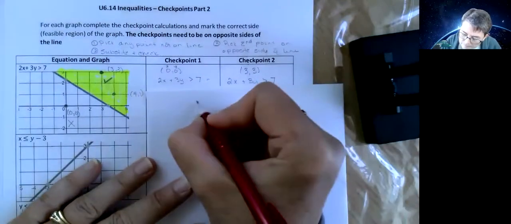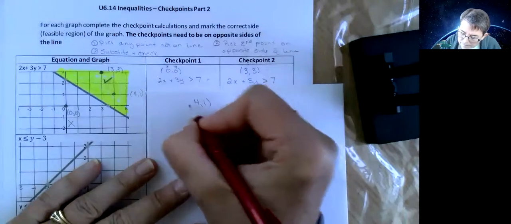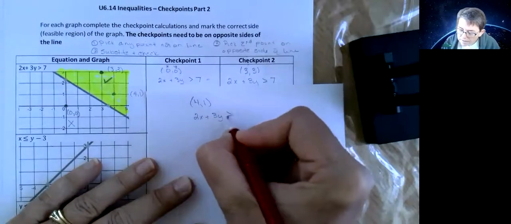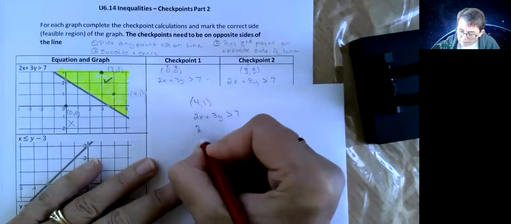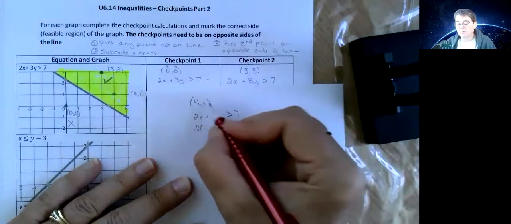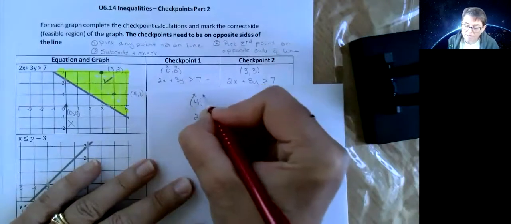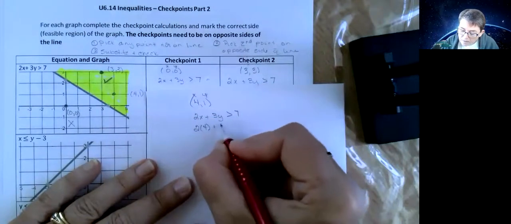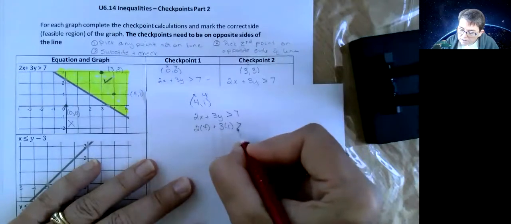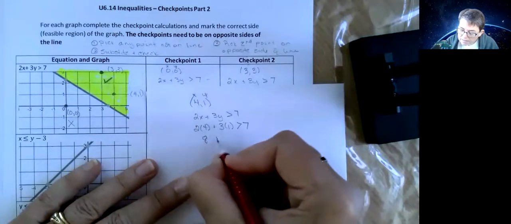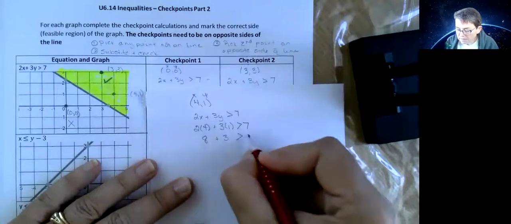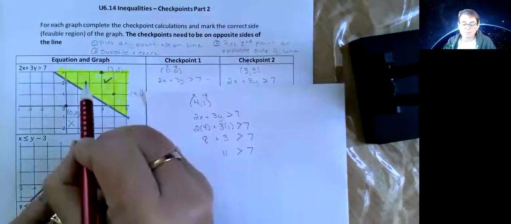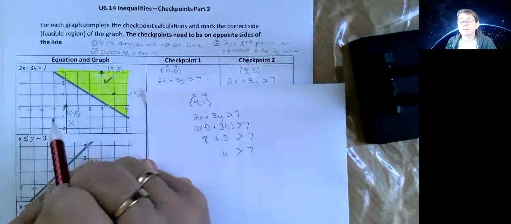So, 2x plus 3y is greater than 7. 2 times, now, because it's 4 and 1, I got to pay attention. Make sure this goes where the x is and this goes where the y is. 2 times 4 plus 3 times 1 is greater than 7. 8 plus 3 is greater than 7. 8 and 3 is 11. It's greater than 7. So any number I pick, I can keep going. I don't want to. I'm not going to do another one.